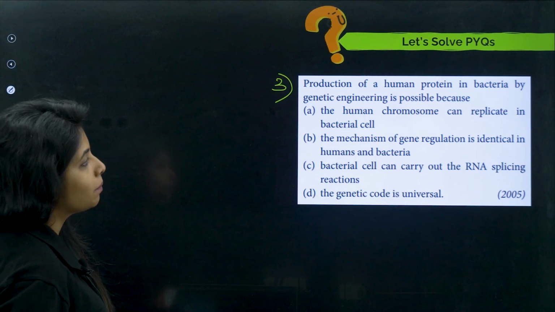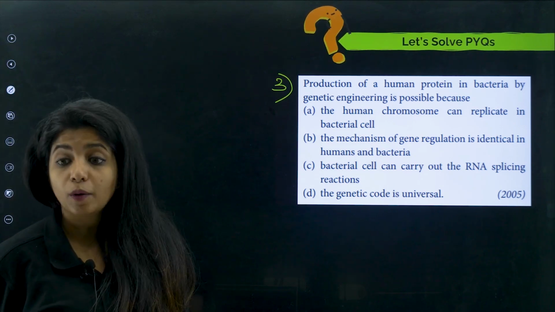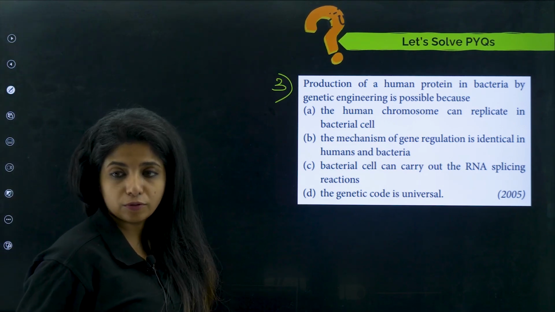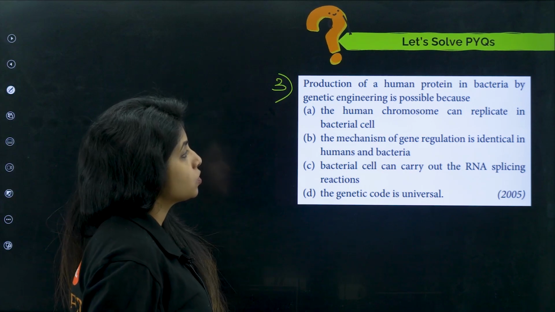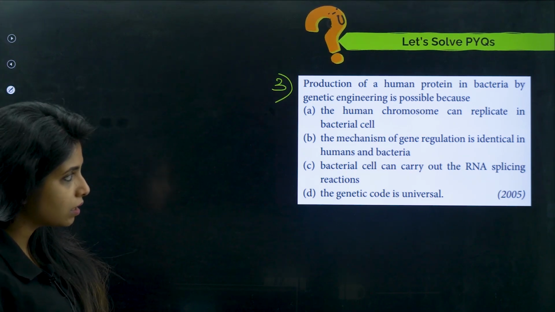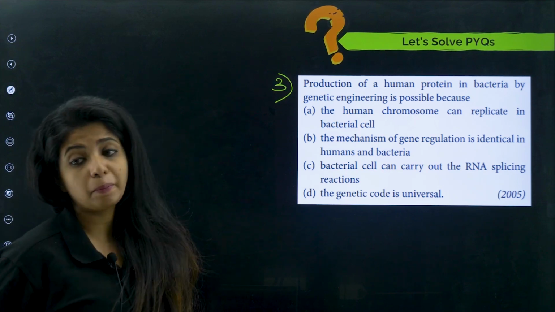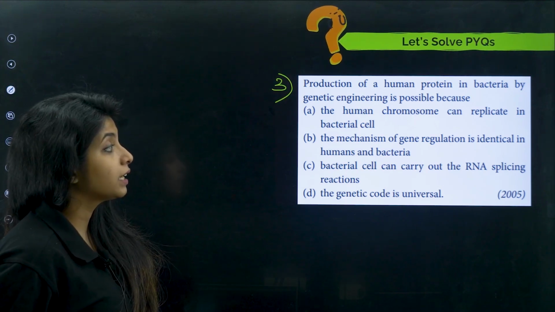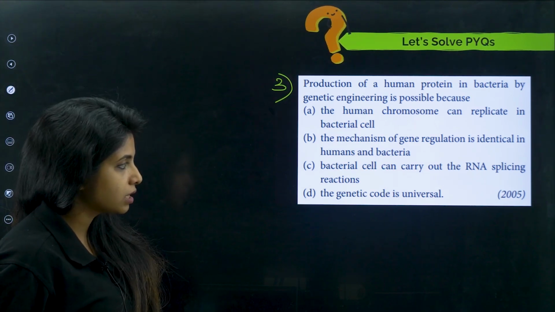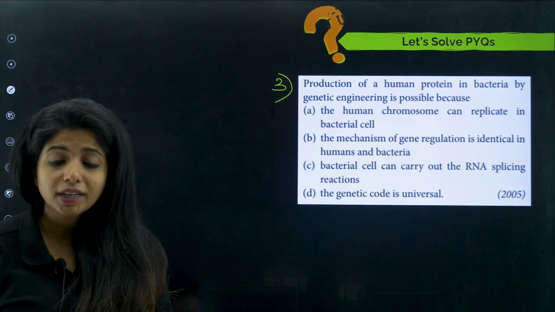Production of human protein in bacteria by genetic engineering is possible. So we are producing human protein in bacteria, and it is possible because the human chromosome can replicate in bacterial cell. The mechanism of gene regulation is identical in humans and bacteria. Bacterial cell can carry out the RNA splicing reactions. The genetic code is universal. What is the answer for this?